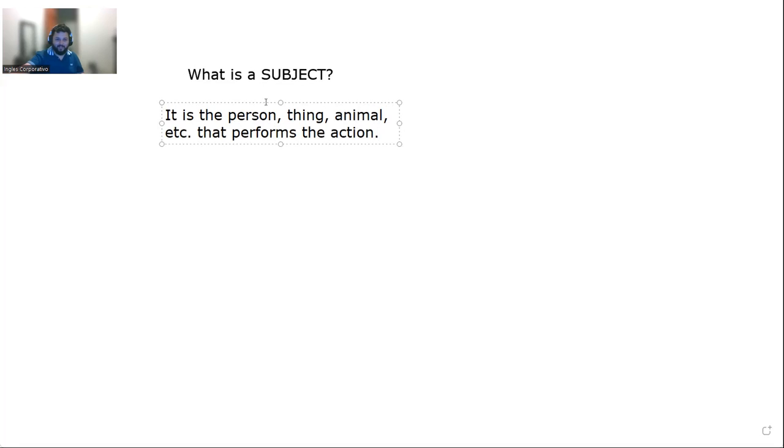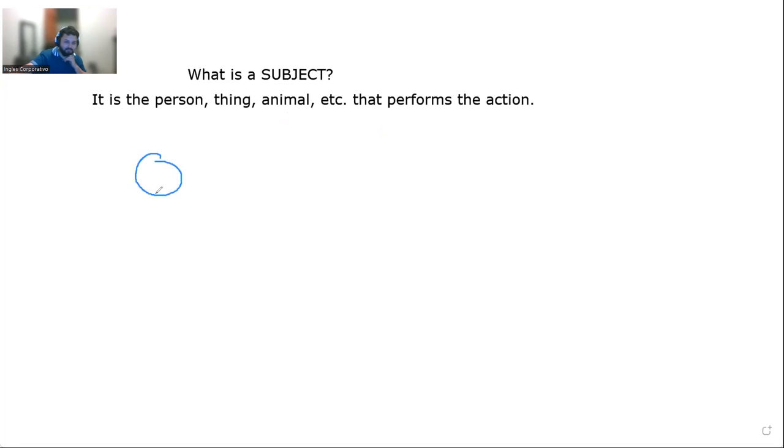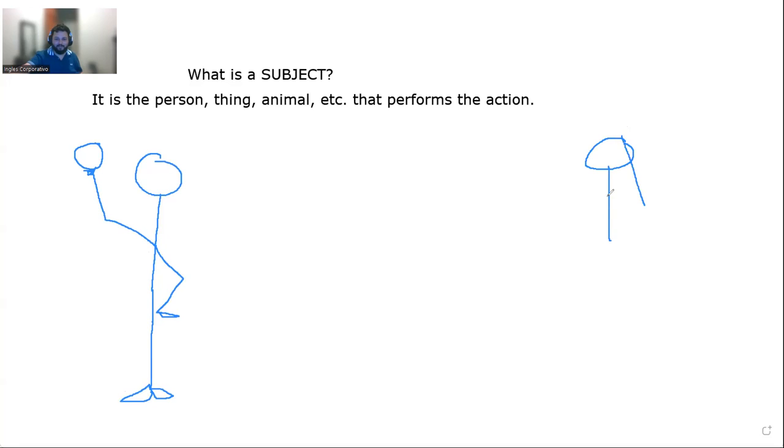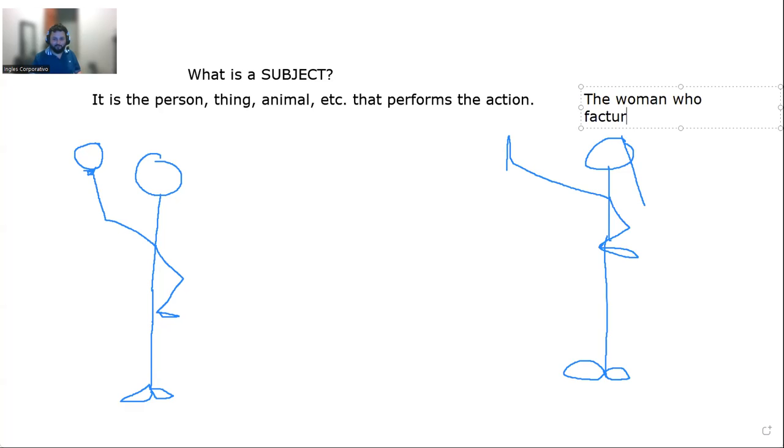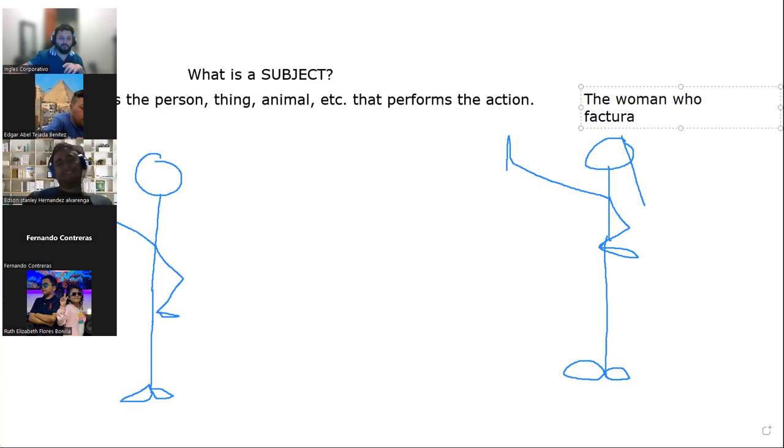For example, let me show you my Picasso skills. Let's say you have this guy over here, we're going to call him Pilsenoberto. Pilsenoberto is about to throw a ball to, I don't know, his girlfriend. And his girlfriend's name is, all right, the woman who factura, la mujer que factura.